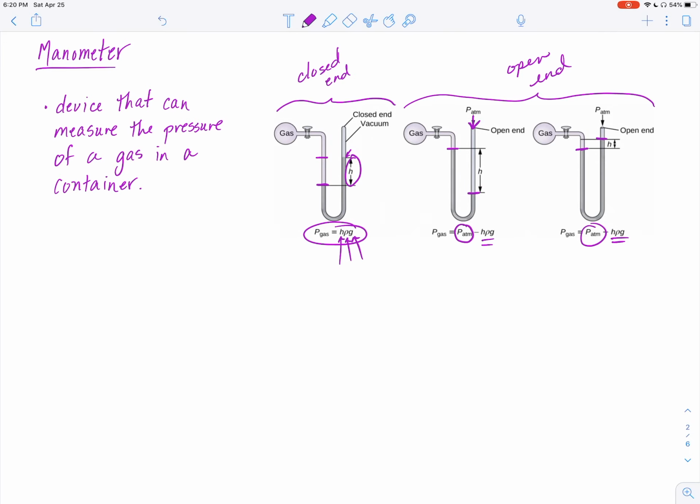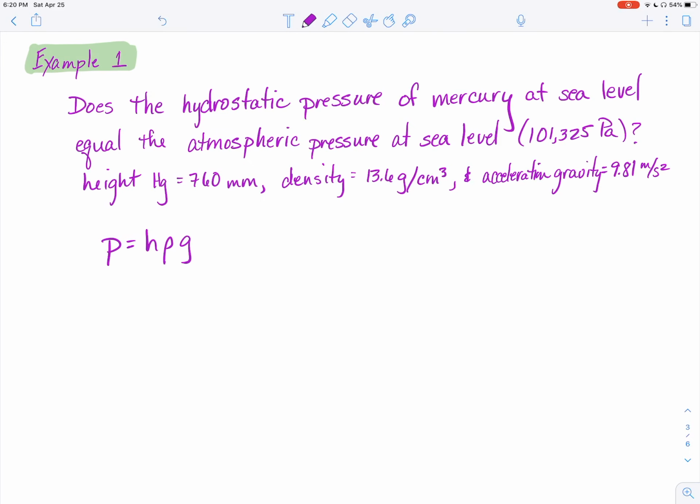So let's take a look at a couple of example problems and see if we can do some calculations using that hydrostatic pressure equation and our types of pressure measurements or units, so that we can learn how to convert from one unit to the next.